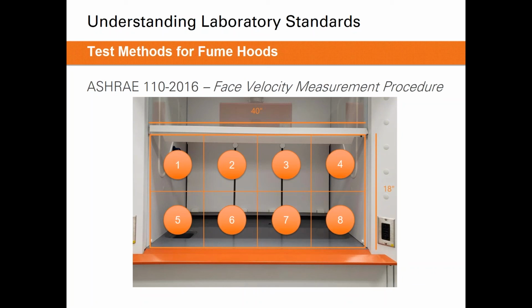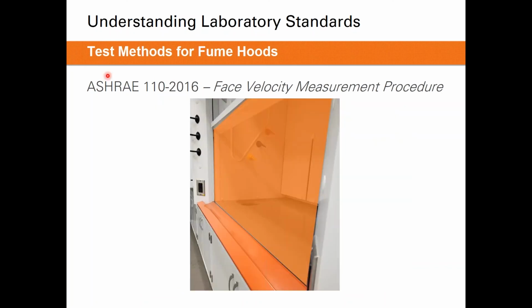The next thing that we'll do is set up our hot wire or our anemometer to measure at each of the center locations of all of those grids. So we'll end up with 8 readings for the full face of the sash. That'll give us a great idea of what the average face velocity is across the entire face of the sash.